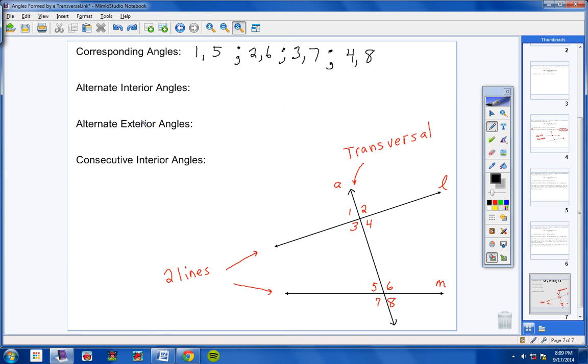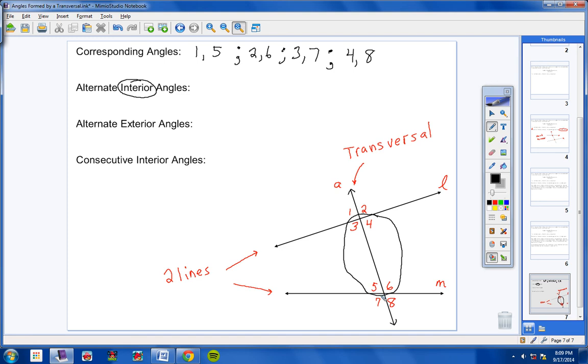All right, now let's talk about alternate interior angles. First of all, let's talk about the word interior. When it says interior, it's referring to the angles that are on the inside of these 2 intersected lines. So they're referring to angles 3, 4, 5, and 6.